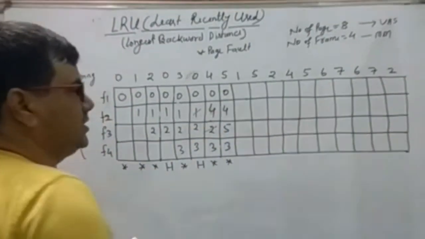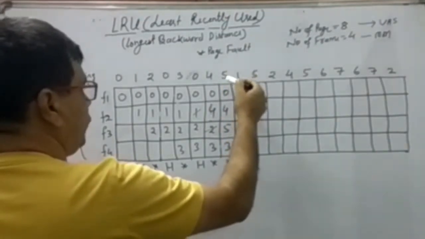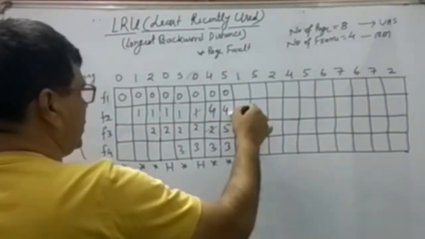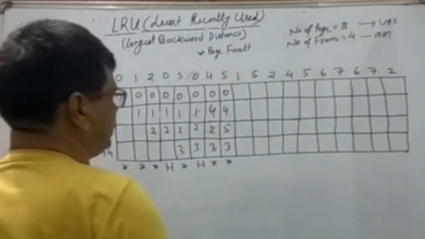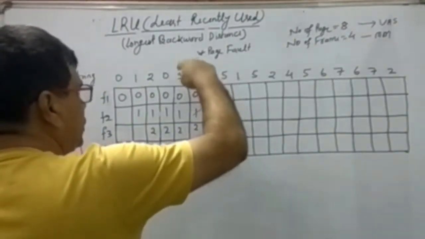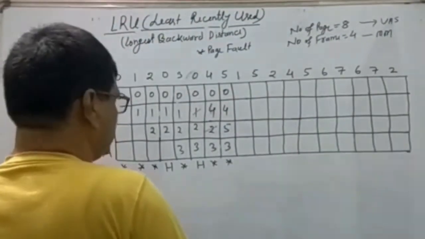Which page will be replaced? Now look here, 5 is very near, 4 is also very near, 0 is very near and the longest distance is 3. 5, 4, 0, 3. Now the longest distance is what? 3. That means 3 will be replaced.